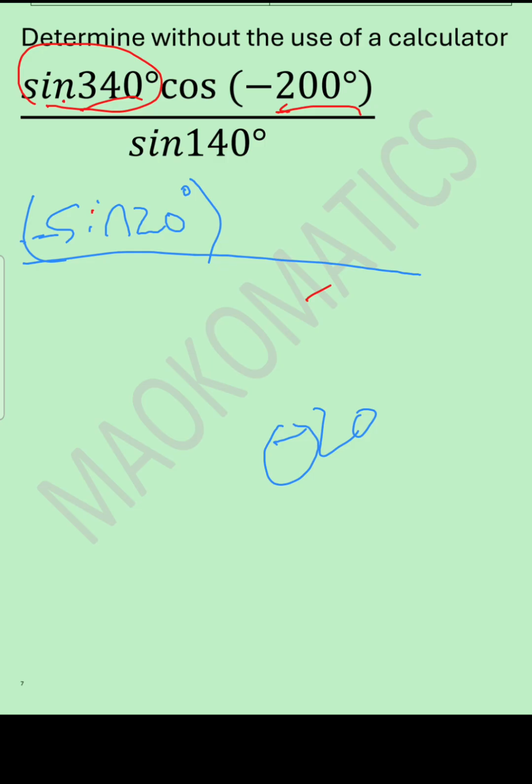Then cos negative 200. I punch it in the calculator in the same way.